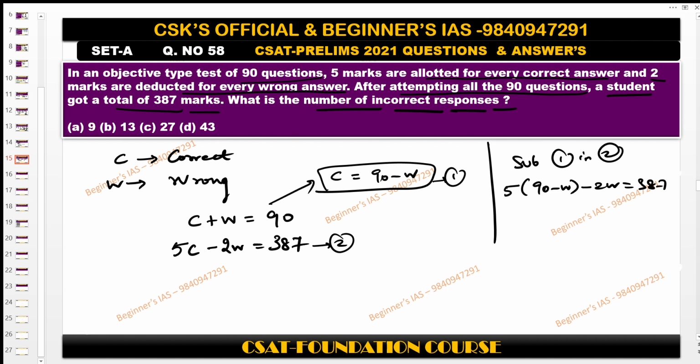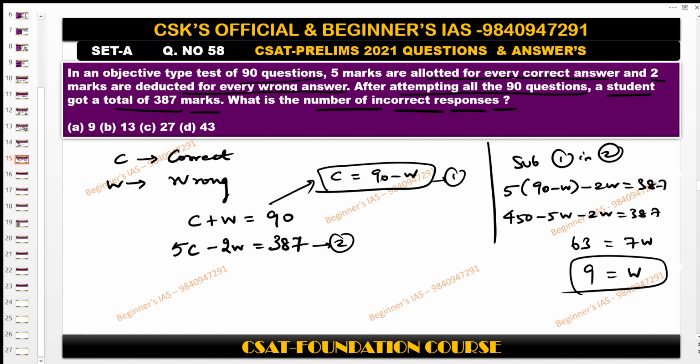So 5 into 90 is 450, minus 5W minus 2W, which is equal to 387. So then 7W; subtract this, 450 minus 387 is 63. So W is equal to 9. You need to identify the number of incorrect responses, so there are 9 incorrect responses in that answer.